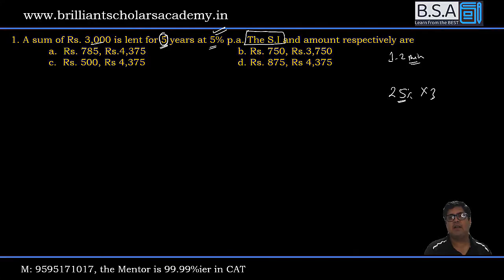See, percentage means upon 100. So the percentage sign and these two zeros are cancelled. 30 into 25 is 750. This is the only answer with 750.